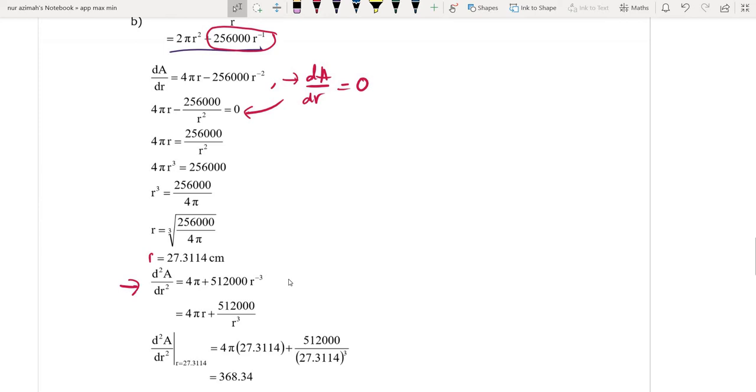Although you have only one value of r or x or h, you still need to do the second derivative test. This is compulsory. The second derivative test is compulsory. So right now, differentiate dA over dr with respect to r. We have 4 pi plus 512,000 r power of negative 3, which can also be written as 4 pi plus 512,000 over r cube.